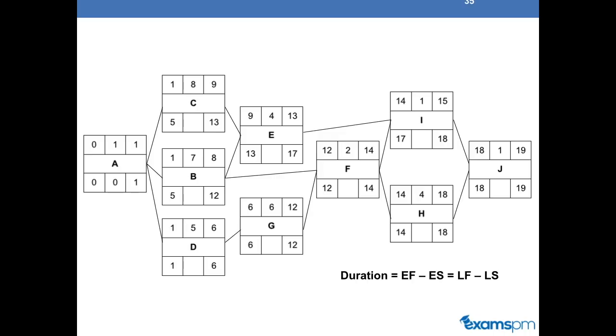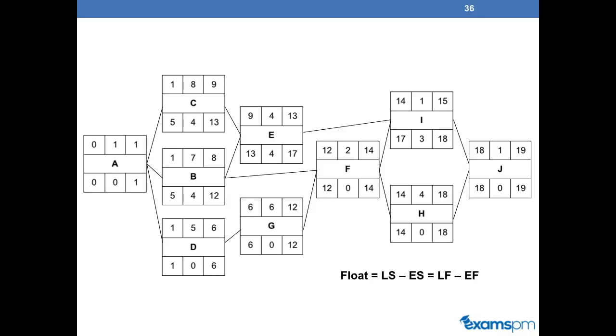Before we get started, just a quick recap. The duration is the difference between the early finish minus the early start, or the late finish minus the late start. These two formulas are equal. So if you want to remember it visually, you take the last cell in your box, subtract it by the first cell, either on the first row or the last row. It will give you the duration of each of the activities.